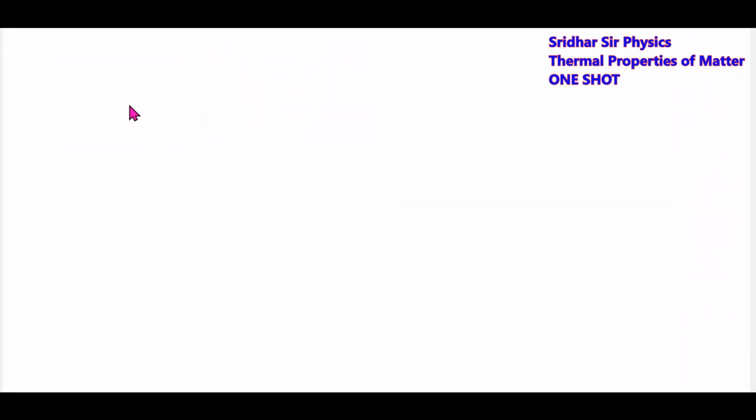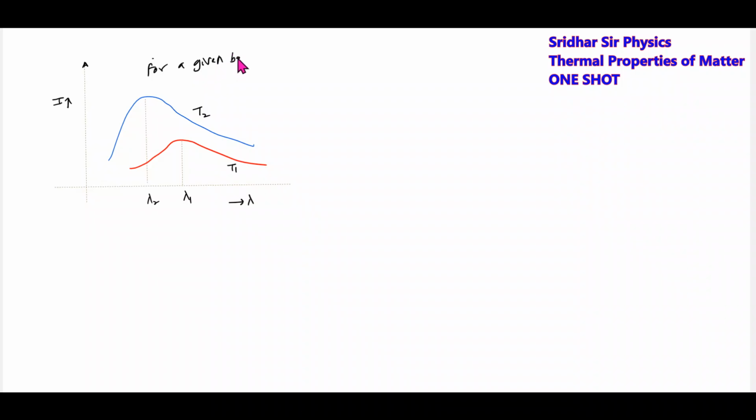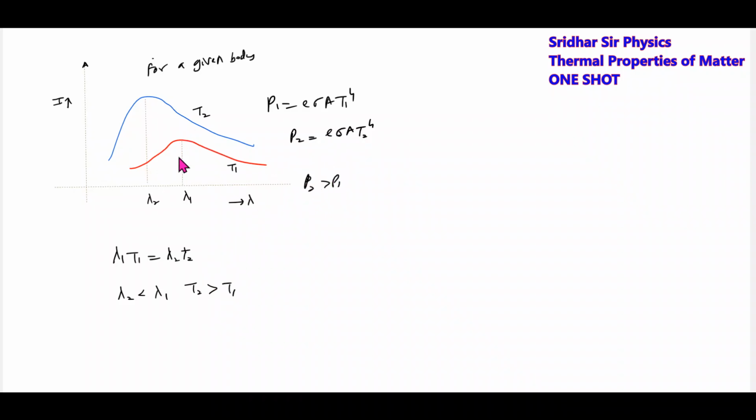Then what are the conditions? Suppose for a given body, lambda T1 equal to lambda T2, lambda 2 less than lambda 1, so T2 greater than T1. Then the power radiated P1 equals E sigma A T1 to the power of 4, P2 equals E sigma A T2 to the power of 4. So T2 greater than T1, so P2 greater than P1. Therefore the area under the curve will indicate the total energy radiated, and there's the intensity.